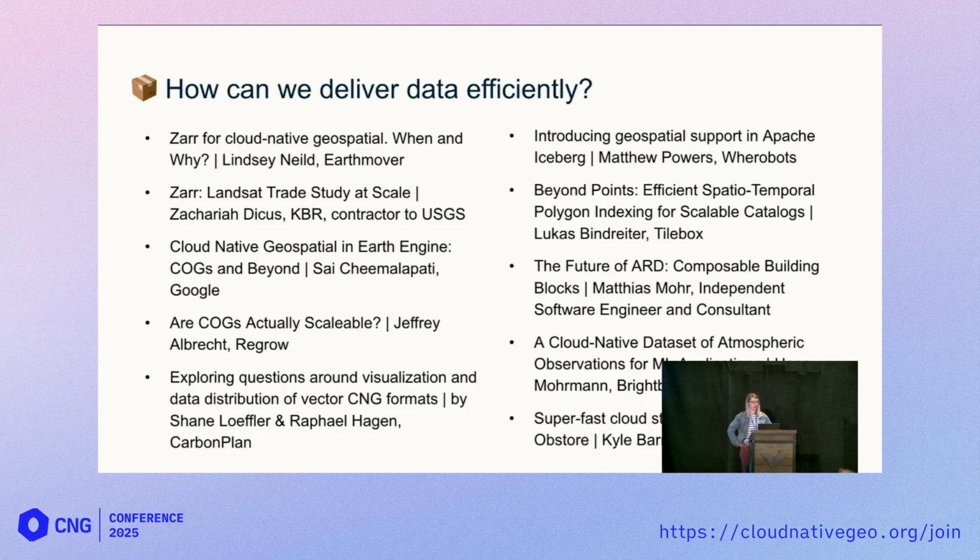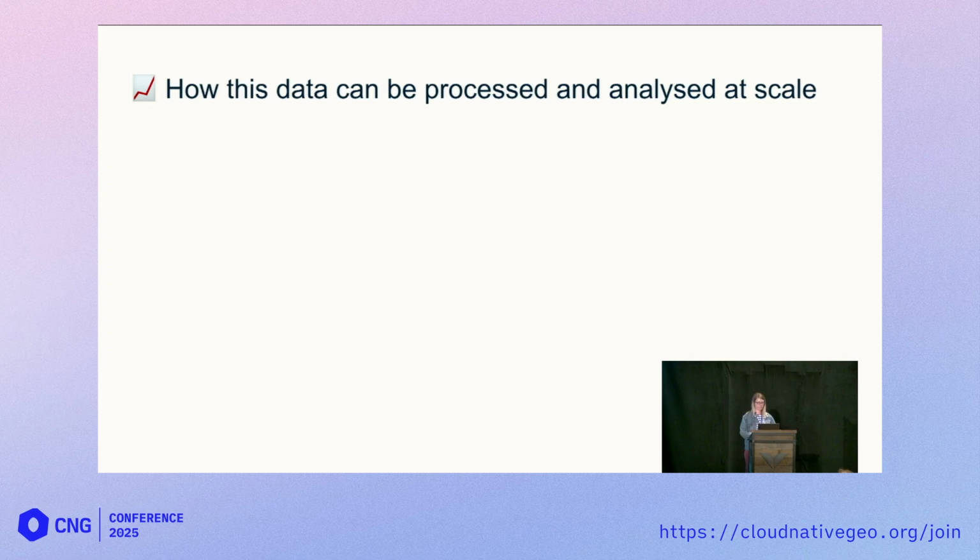Like Chris mentioned, we'll hear about geospatial support in Apache Iceberg. We'll also hear about the use of DuckDB and BigQuery. And we'll hear about how analysis-ready data and standardization can support the delivery and access of this data through composable building blocks. We will also hear about the importance of harmonizing this data for AI readiness, and a really cool tool called ObStore, which will make accessing this data faster than ever.